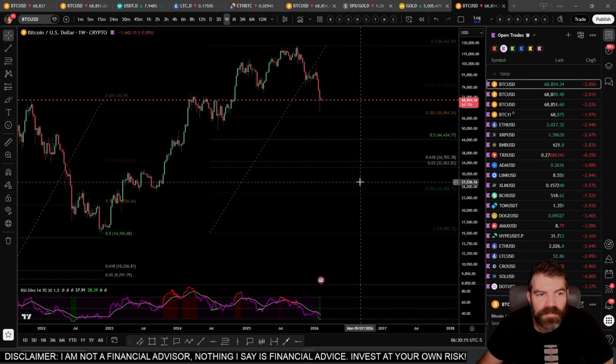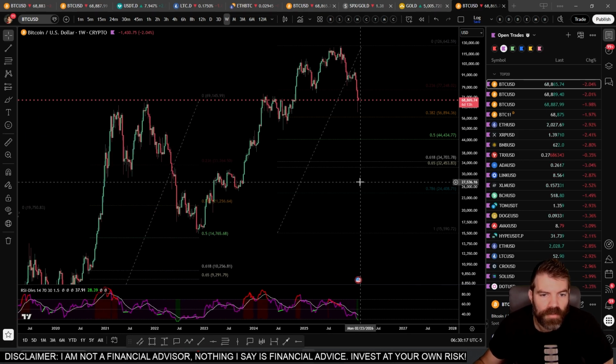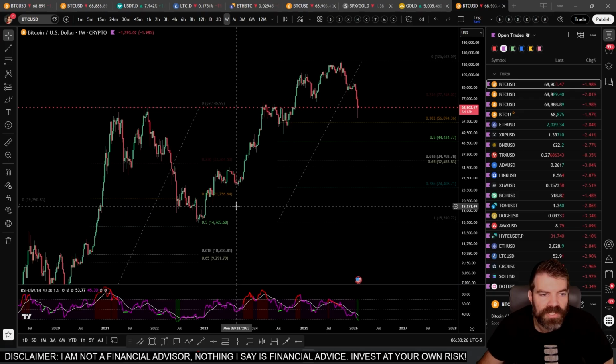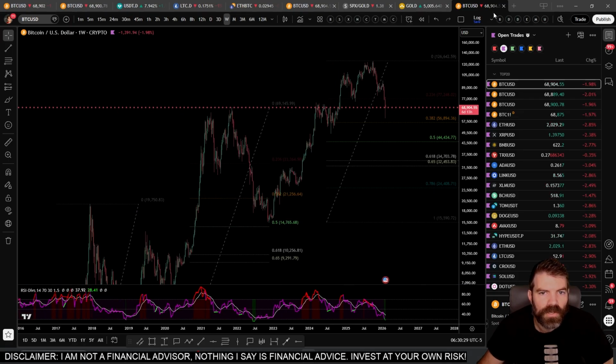So it's interesting when you look at some of these charts in log, because when you have such big volatile movements, I think the log scale works a little bit better. I don't usually use the log scale that much, but it just gives you a little bit different results than if you were not on log.